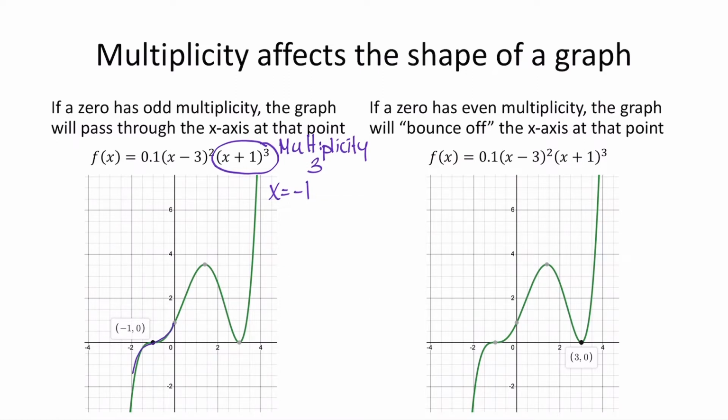If a 0 has even multiplicity, the graph will look like it's bouncing off the x-axis at that point. You can see (x - 3)^2, okay, that has a multiplicity of 2, right? So that is an even multiplicity, and that associated 0 will occur at x = 3. So that's why at 3, you see the behavior of the graph has this parabola-like shape. It just hits the x-axis and then bounces off. So odd will pass through, even will bounce off.